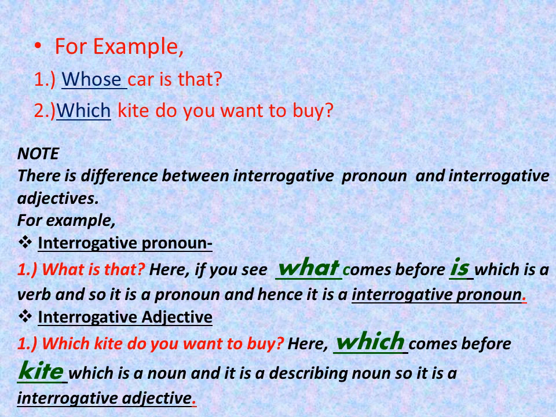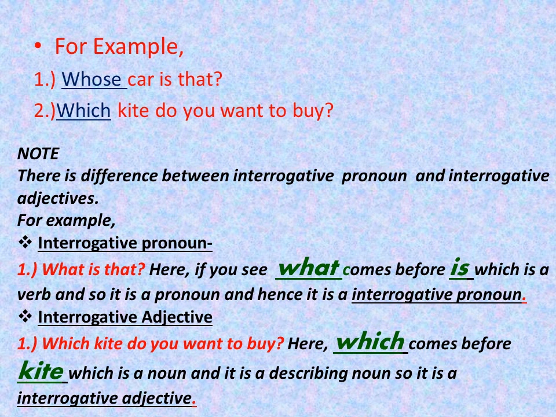Now there is also a difference between interrogative pronoun and interrogative adjective. Now what is an interrogative pronoun? For example, what is that? Here, what comes before is, which is a verb, and so it is a pronoun, and hence it is an interrogative pronoun. Now example of interrogative adjective: which kite do you want to buy? Here which comes before kite, which is a noun and it is describing the noun, so it is an interrogative adjective. I hope you have understood this.